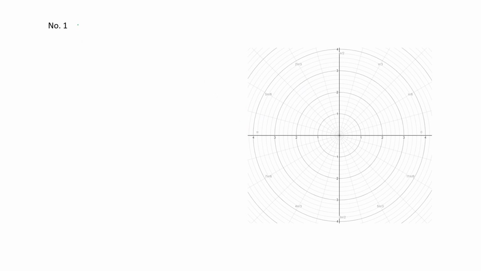So for number 1, let's use different colors. For number 1, that is r equals 2 times 1 plus sine theta. All right. So how do you graph this equation? Of course, we're going to do this manually. You'll be needing your calculator for the graph. Of course, we'll be dealing with trigo functions, right?